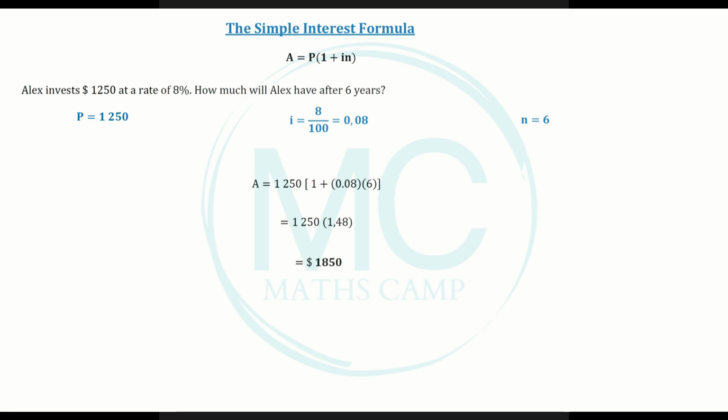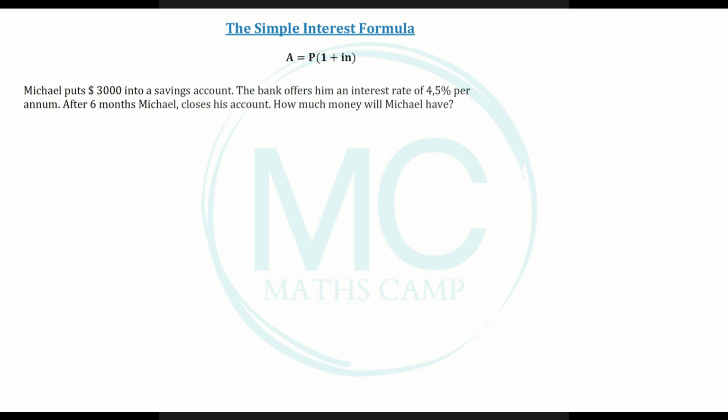Let's do another example. Michael puts $3,000 into a savings account. The bank offers him an interest rate of 4.5% per annum. After 6 months, Michael closes his account. How much money will Michael have? We are looking at the amount that Michael has after his investment. So again, we need to solve for A.